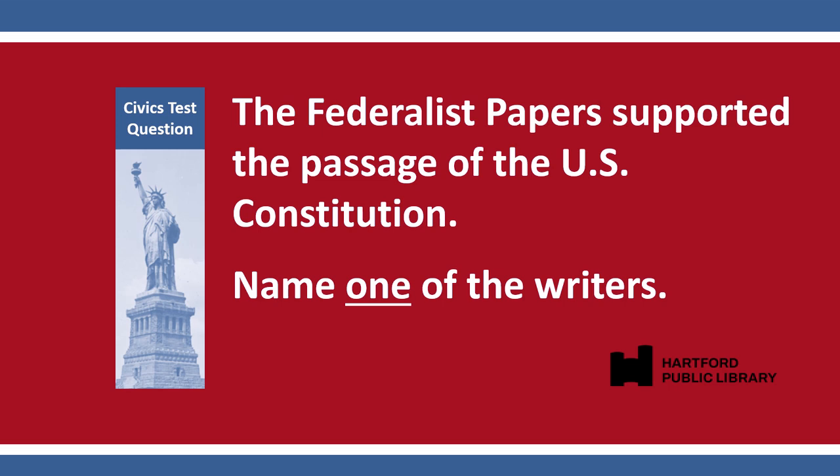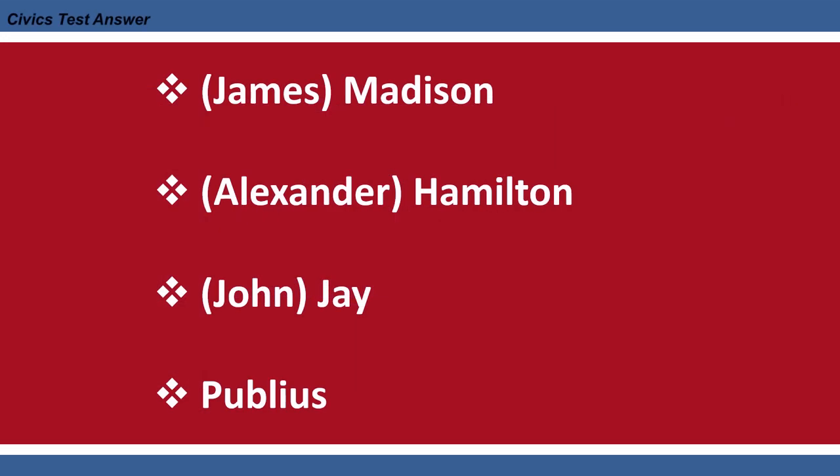Civics test question. The Federalist Papers supported the passage of the U.S. Constitution. Name one of the writers. Madison. One of the writers of the Federalist Papers is James Madison. The three authors of the Federalist Papers were James Madison, Alexander Hamilton, and John Jay. However, most of the essays were published under the name Publius.